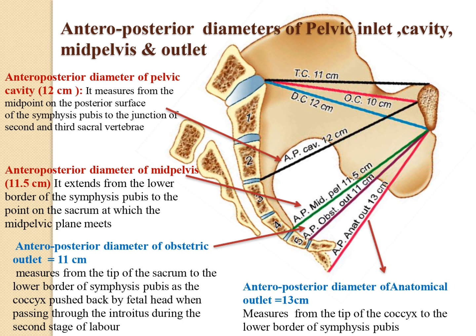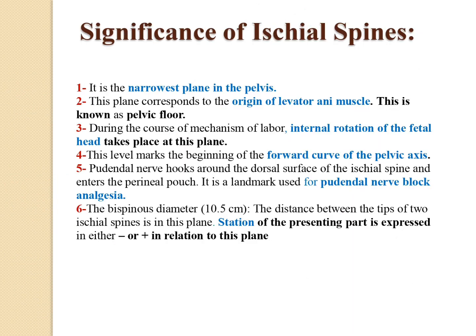The obstetrical anteroposterior diameter is 11 cm, which is measured from the tip of the sacrum to the lower border of the pubic symphysis, as the coccyx is pushed back by the fetal head when passing through the introitus during the second stage of labor. This slide shows the significance of the ischial spines.